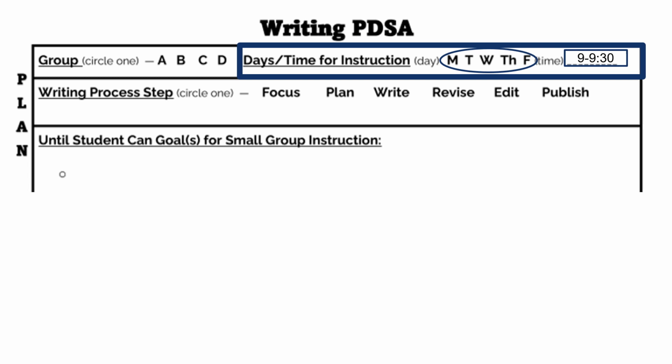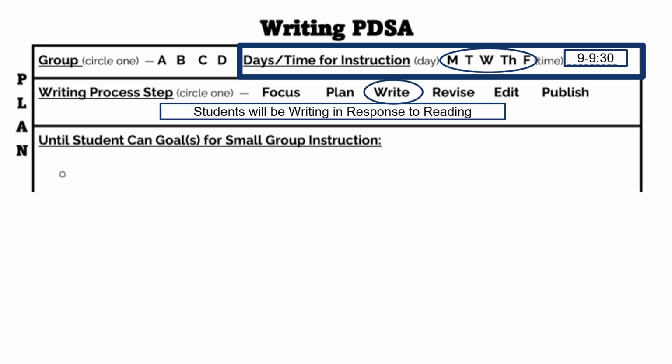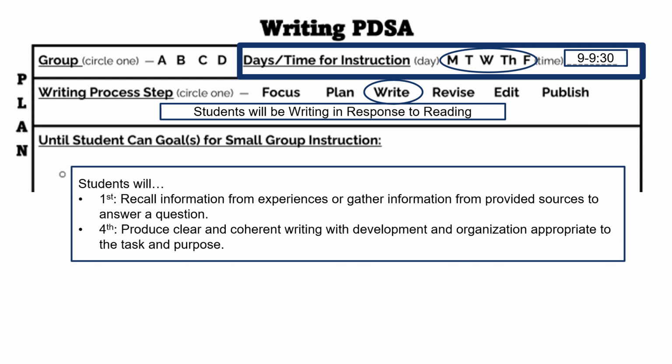For this example, students will be doing an ELA lesson like the one shown today every day of the week from 9 to 9:30. In this example, students were working on writing, and specifically, writing in response to reading. Students in these lessons were in grades 1 and 4, so I've pulled goals from the focus folder sheets at those grade levels.